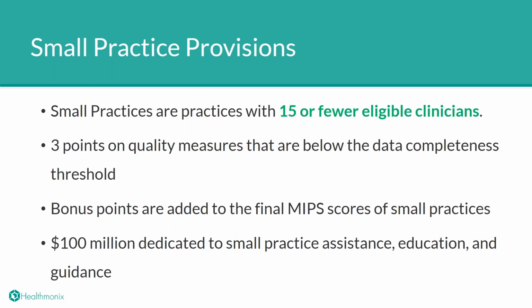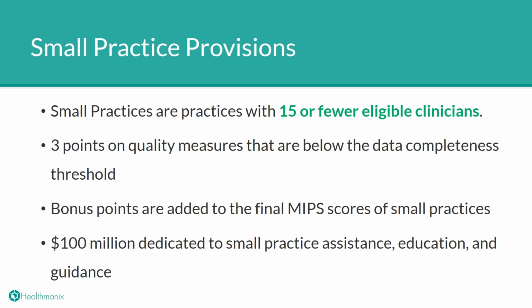So now we want to talk about the second big change that we highlighted earlier, which is the ease of reporting for small practices. Small practices are defined as practices with 15 or fewer eligible clinicians. And one of the big differences we'd like to point out is that for quality measures where you could earn a minimum of 3 points per quality measure for MIPS in 2017, the scoring is a little different for MIPS and for quality in 2018. But small practices will still have the ability to earn a minimum of 3 points on reporting quality measures.